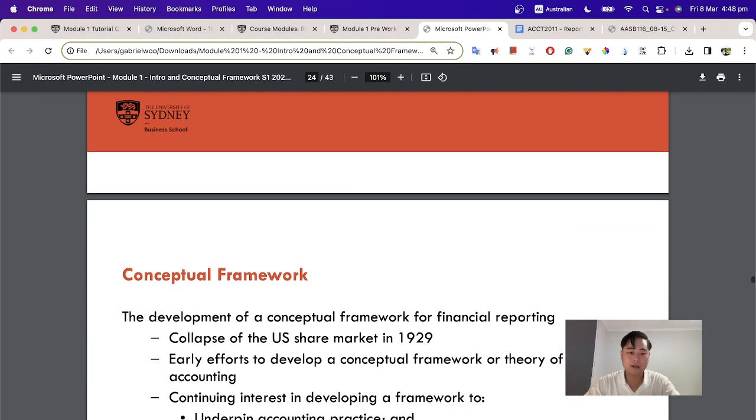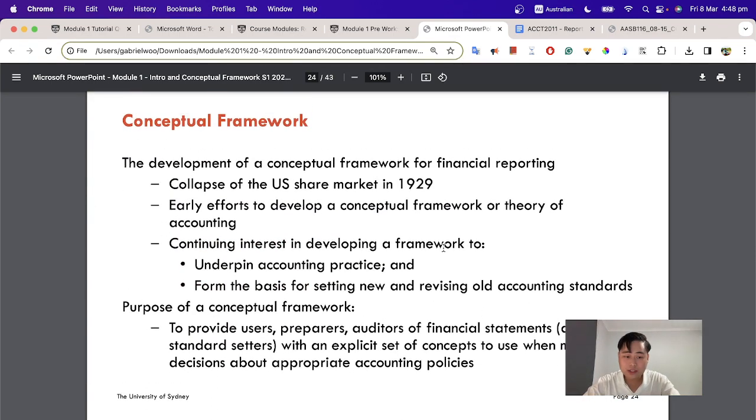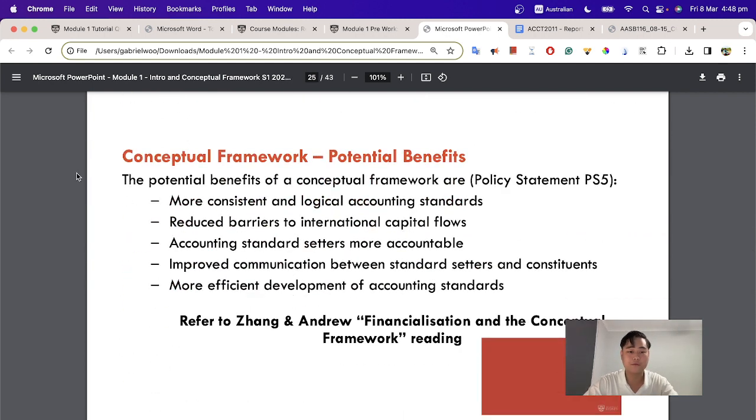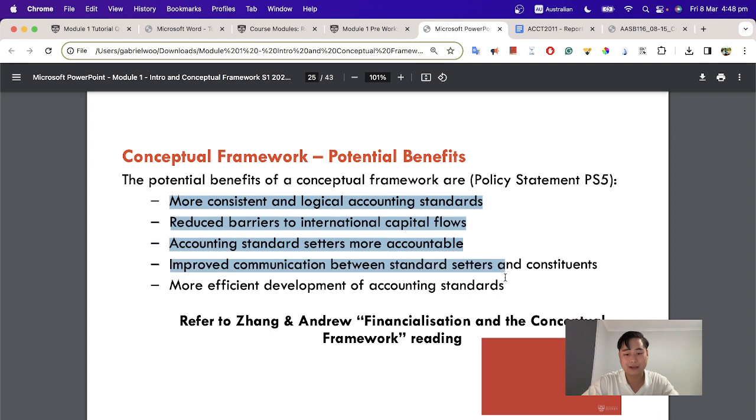Understanding reasons for developing a conceptual framework. So what is a conceptual framework? So this is just some background. The benefits of a conceptual framework: more consistent and logical accounting standards, and reduced barriers for international capital flow, once again, because of more logical accounting standards.